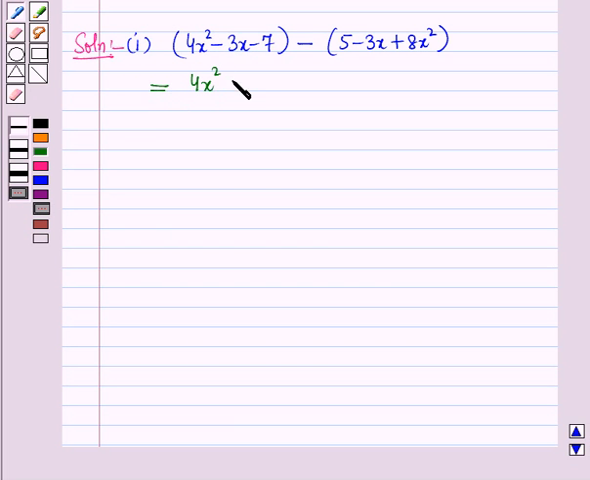Now let us start with the solution of the given question. In the first part we have to find (4x² - 3x - 7) minus (5 - 3x + 8x²). First of all, we will open the brackets and we get 4x² - 3x - 7 - 5. Now minus of minus 3x will be plus 3x, and minus of plus 8x² will be minus 8x².